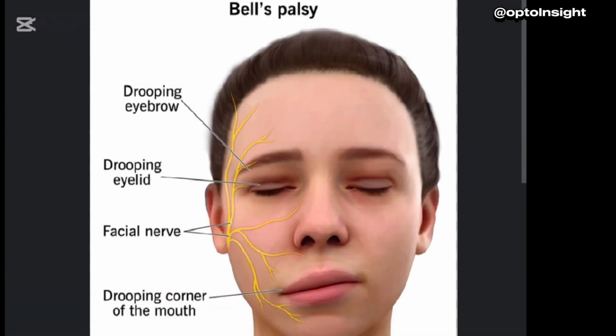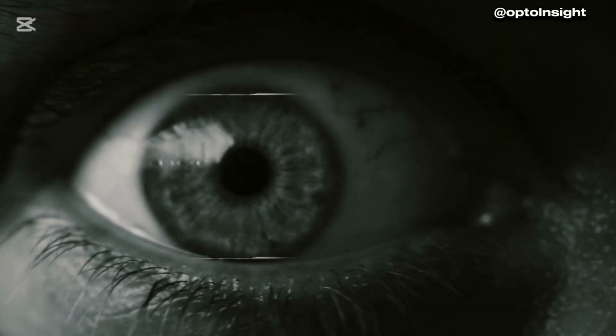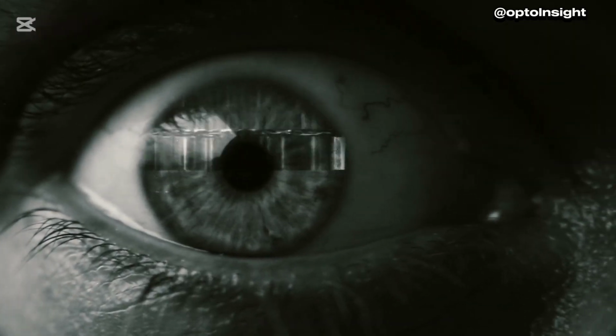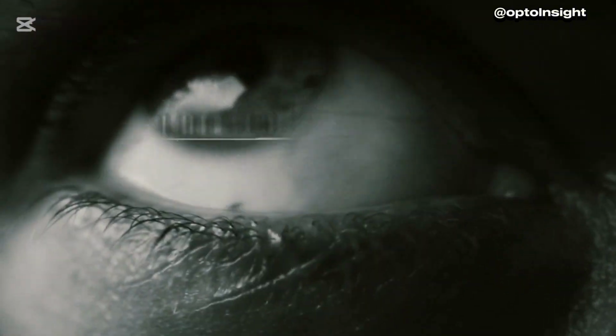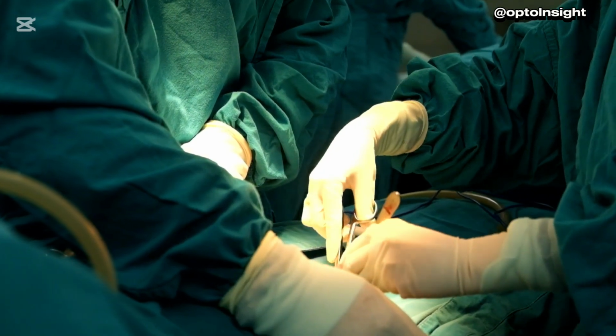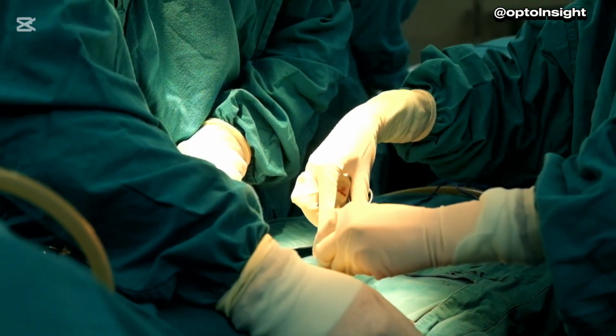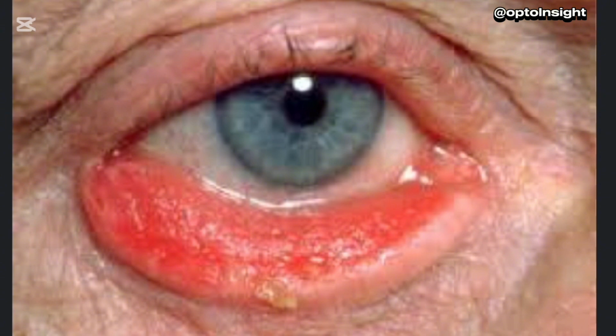Ectropion can also occur when the facial nerve is damaged, which is often due to conditions like Bell's palsy or stroke. This nerve controls the muscles around the eyelid, and when it's not working properly, the eyelid can droop and turn outward. Also, any injury or trauma to the eyelid or the skin around the eye can cause ectropion. This could be from a burn, surgery, or a scar that pulls the skin downwards and prevents the eyelid from staying in its normal position.